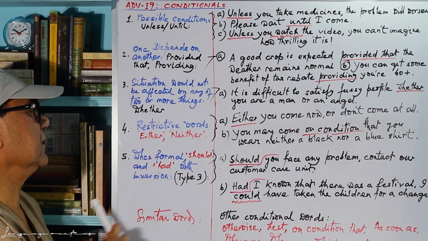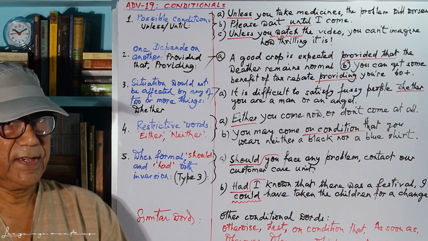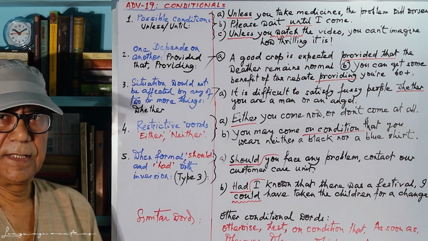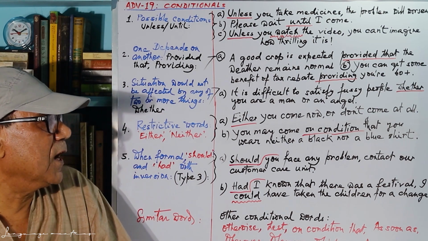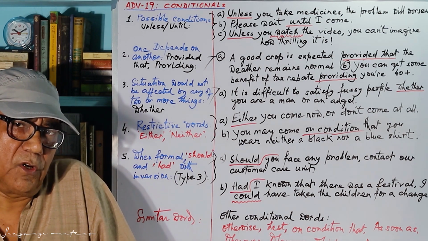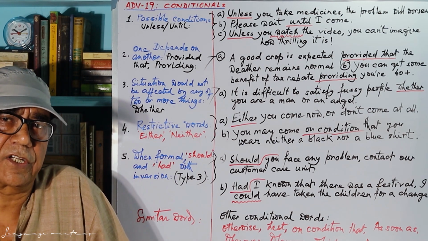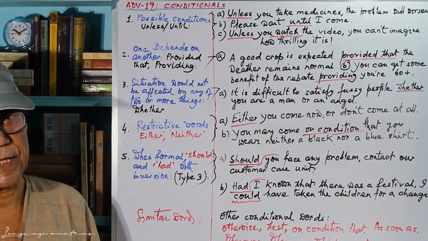Now, next one, restrictive words: either, neither. So you have an example: either you come now or don't come at all. Restriction is there, you must come now or you needn't come at all. So this is also a conditional clause.